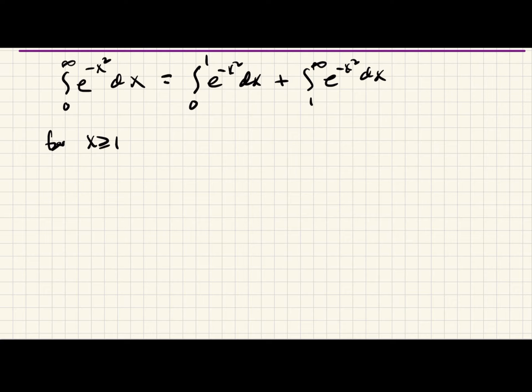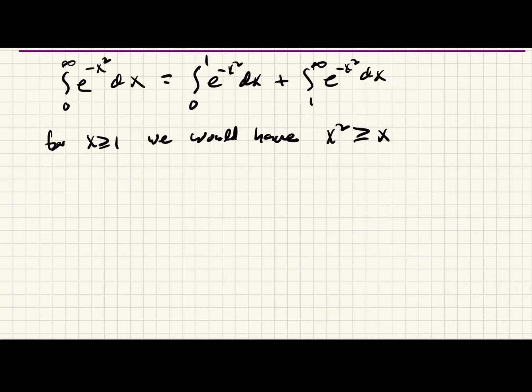For x greater than or equal to 1, we would have x squared greater than or equal to x, right? That makes sense. And that was kind of what I was alluding to earlier. What is the behavior of that exponent for different values of x? On the integral from 1 to infinity, where x is greater than or equal to 1, I know that x squared is going to be bigger than x. That's something that I know.